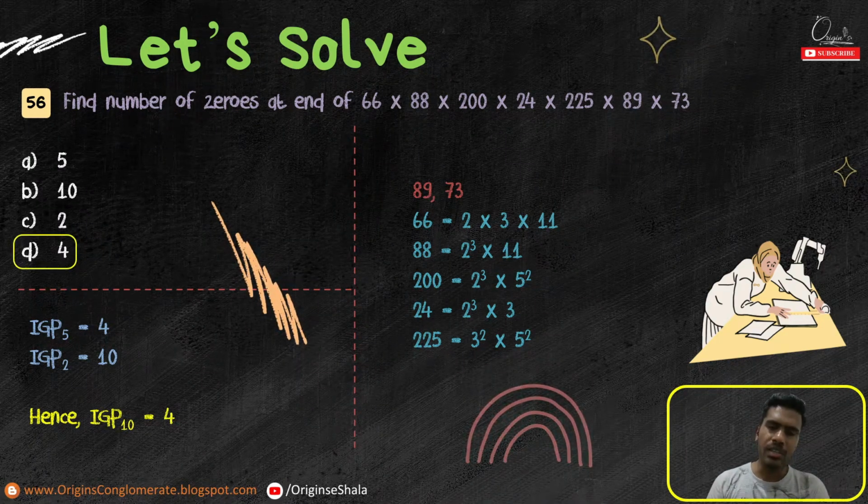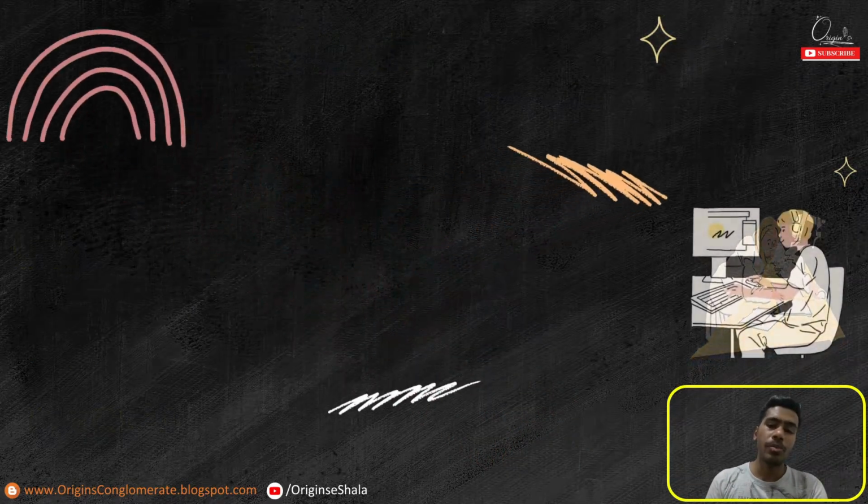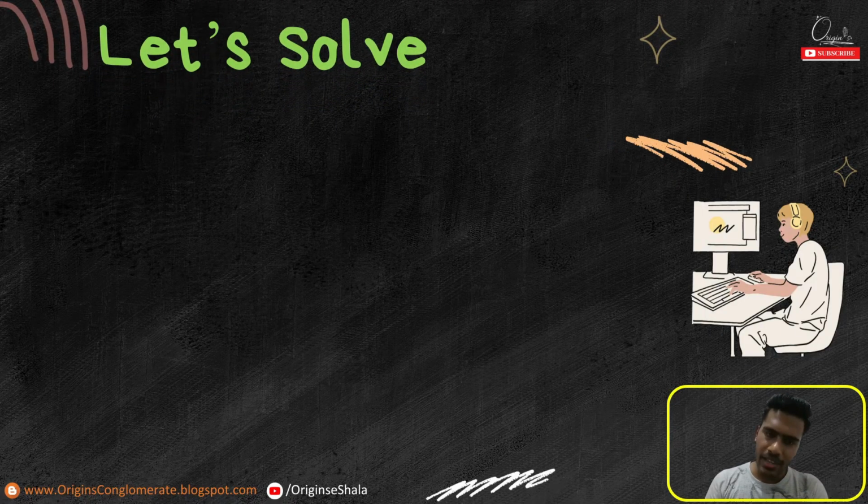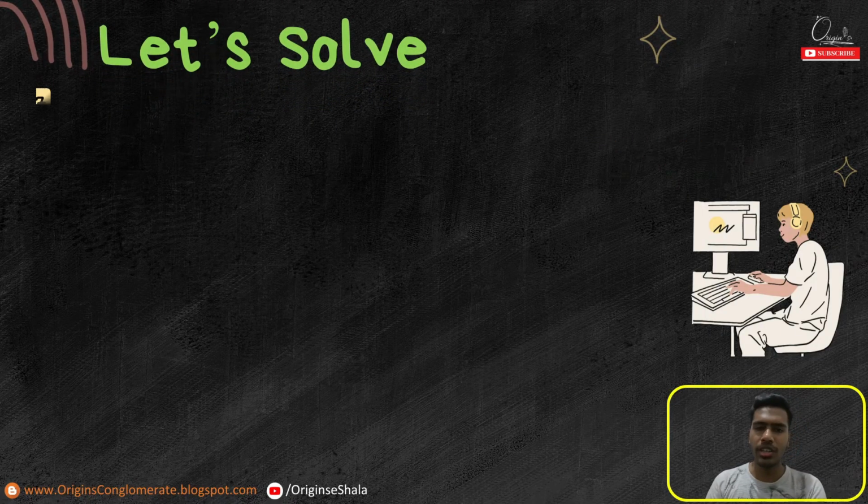So my IGP of 10 in this product is 4. Quite simple, right? What made it simpler is ignoring the numbers that do not have any 5 or 2 in their prime factorization, if I had to say. So with that said, let's move on to a bit more tricky question now.